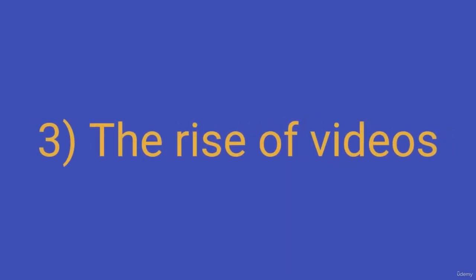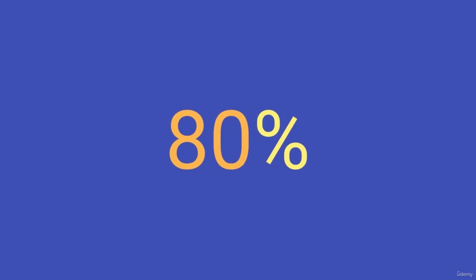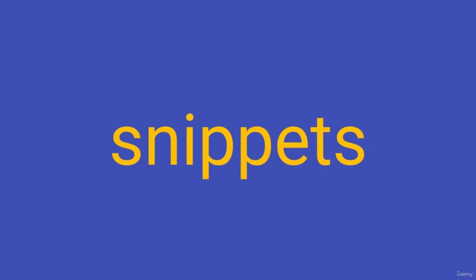Number 3. The rise of videos. Online video is all the rage right now. According to Cisco, online video will make up 80% of all online traffic by 2021. And that is a really big deal. Therefore, video should be a part of your digital marketing plans. Here's how you can use video to improve your SEO. Video featured snippets. You've probably noticed more video featured snippets in the search results.